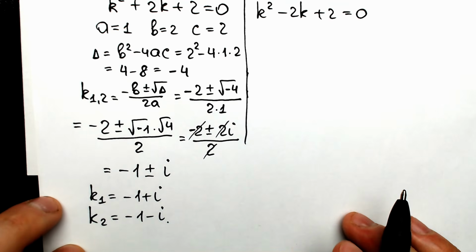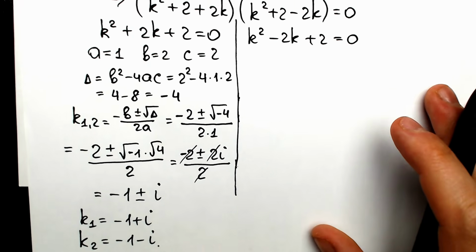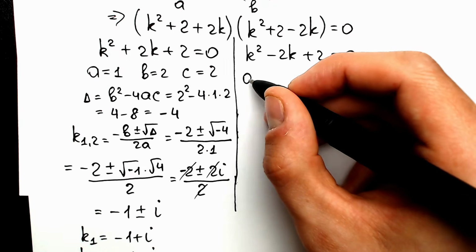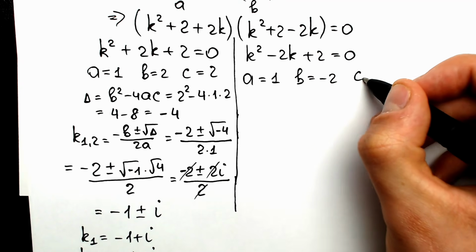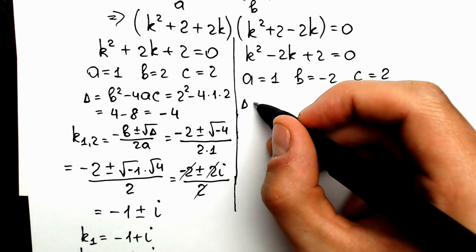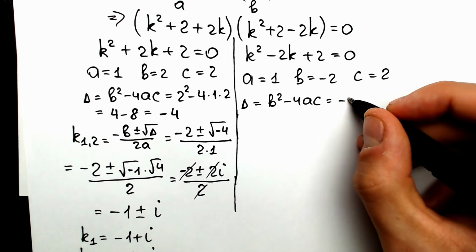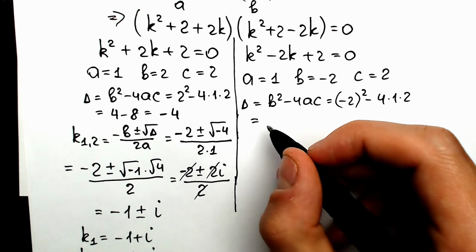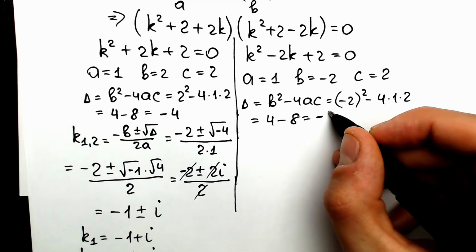These are our two roots, and right now let's go back to the beginning and solve our second branch. So right here we have our second branch. Let's write our coefficients: a equal to 1, b equal to minus 2, and c equal to 2. So what do we have in this case? We have absolutely the same discriminant: b squared minus 4ac equals minus 2 squared minus 4 times 1 times 2. So we have 4 minus 8, so the same discriminant equal to minus 4.